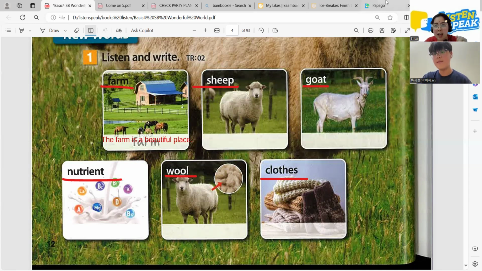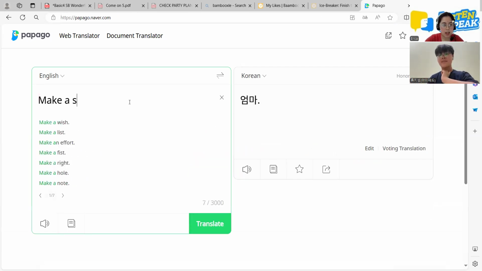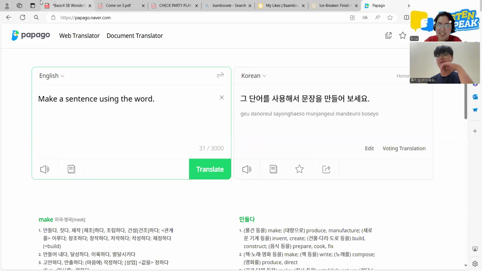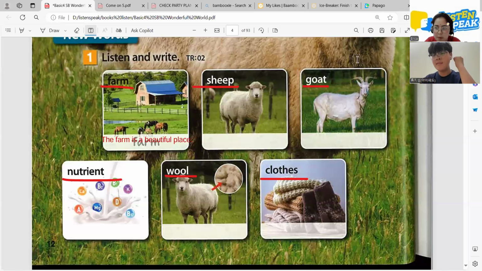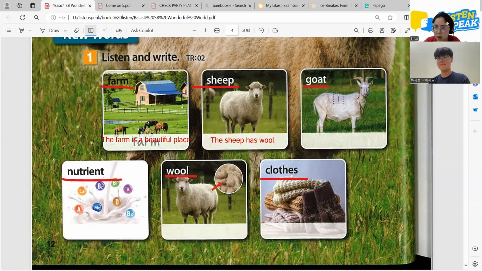Just a simple sentence. Did you understand? Sorry, hold on. Make a sentence using the word sheep. Sheep is... The sheep has wool. All right. Good sentence. Okay. Goat.